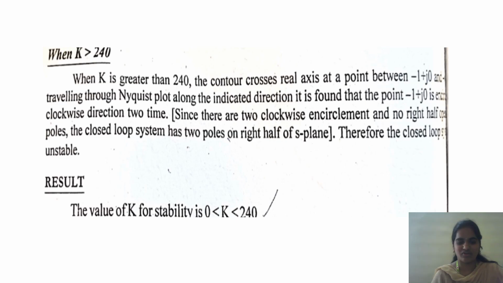The final result is that the value of k for stability is 0 less than k less than 240.